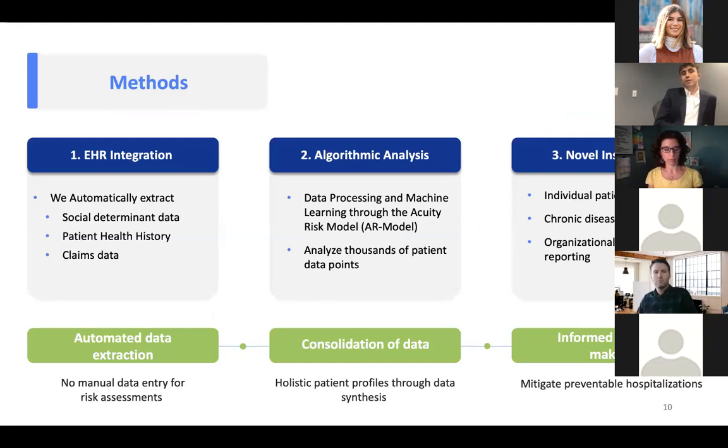Then using the extracted data from the EHR, we ran algorithmic analysis through the machine learning algorithms we have, the Intus acuity risk model. So we combine the comprehensive data with these machine learning models. We were able to create individual patient risk scores, CKD analysis, and organizational level reporting. And this was all done in order to reach our goal of reducing preventable hospitalizations.